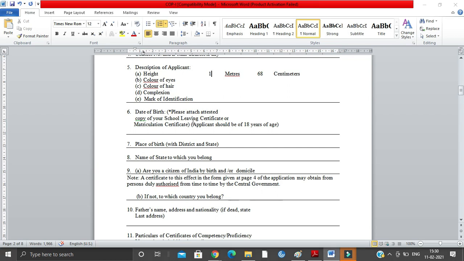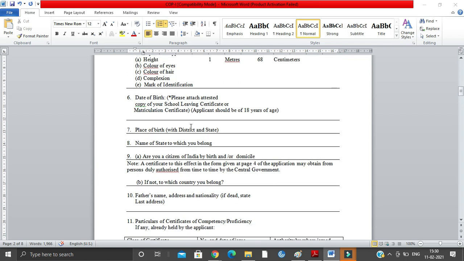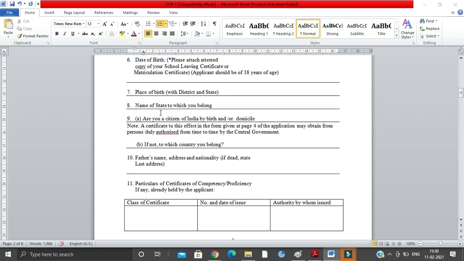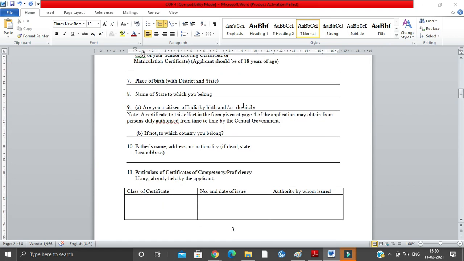If it is a single page which contains the mark sheet and certificate, then it has no issues. But if you have a different page for the certificate and a different one for the mark sheet, you have to attest the 10th certificate. Place of birth, district and state you have to put. Name of the state you have to put here, whatever the state you belong to.